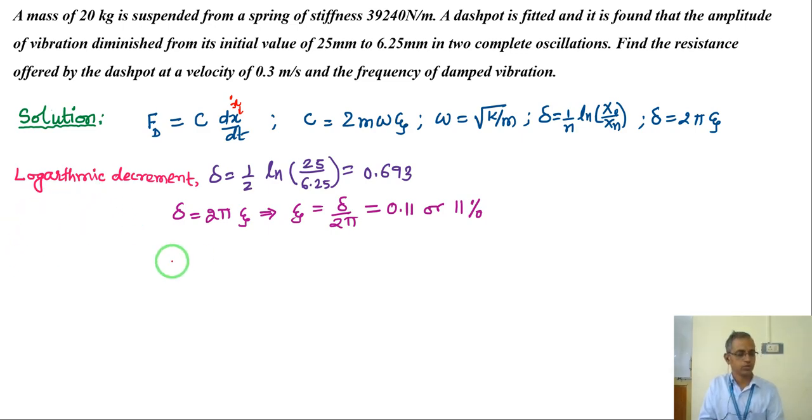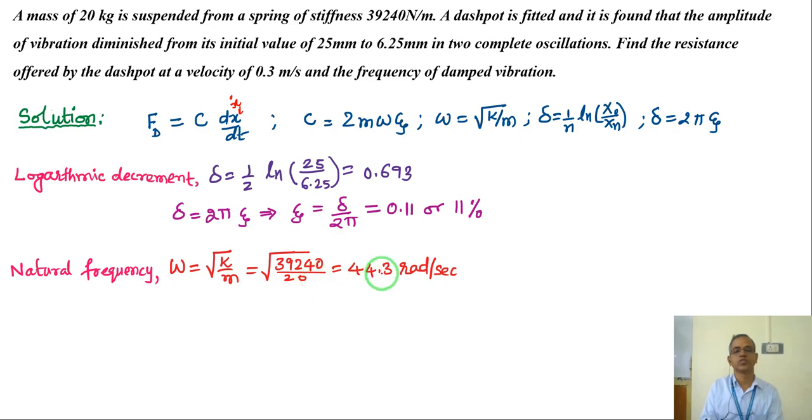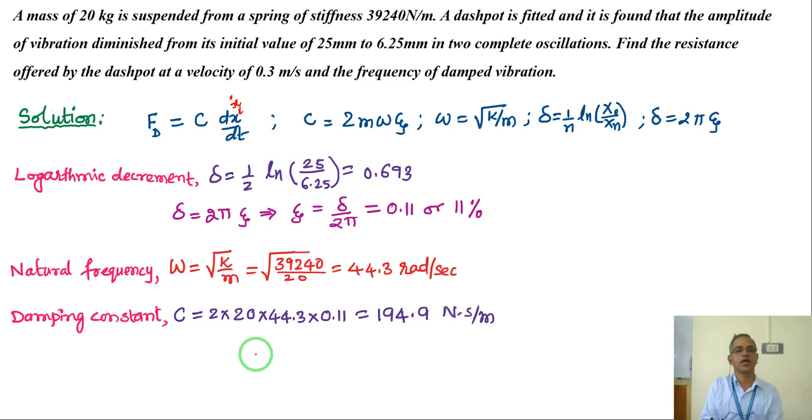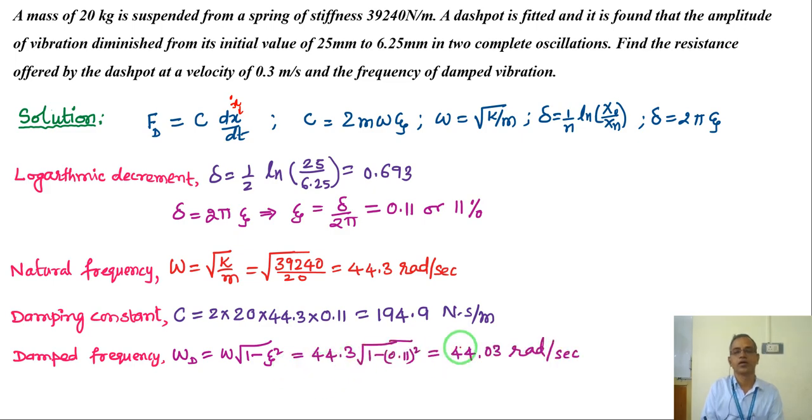Okay, so the natural frequency omega equal to root over k by m, which is 44.3 radian per second. The damping constant is 2m xi omega. I got xi, omega is there, so I get 194.9 Newton second per meter, and the damped frequency omega d equal to omega into root over 1 minus xi square. I get 44.03. See the difference? 44.3 and 44.03, very less, 0.27 difference. That means damping is still less, 11% is not much.